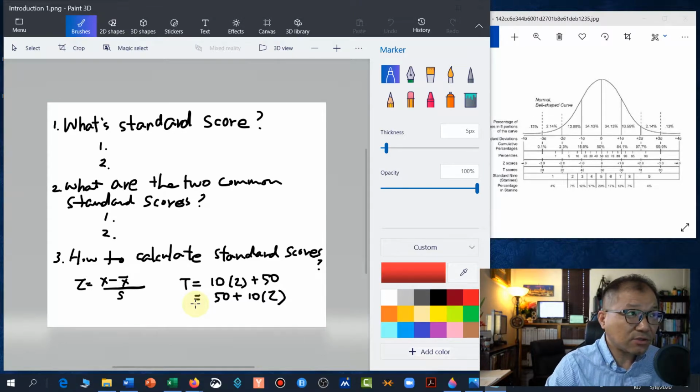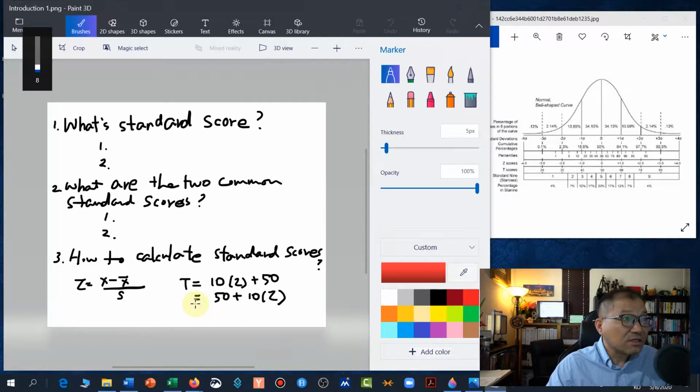Let's continue to work on standard scores, and I'm sure you are looking at today's agenda. The first one is what is standard score? The second is what are the two common standard scores? And third is how to calculate the standard scores. So let me answer some of those questions.